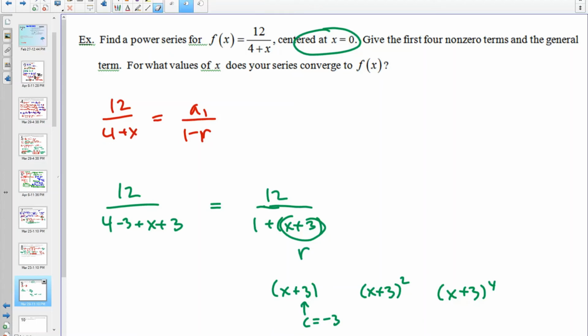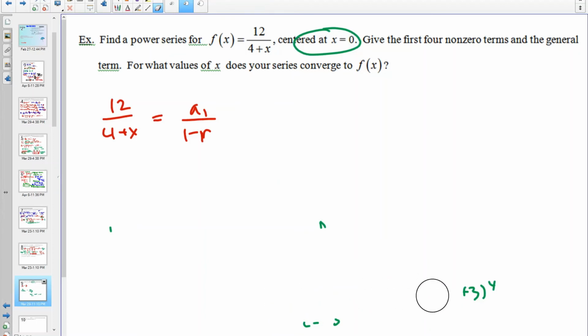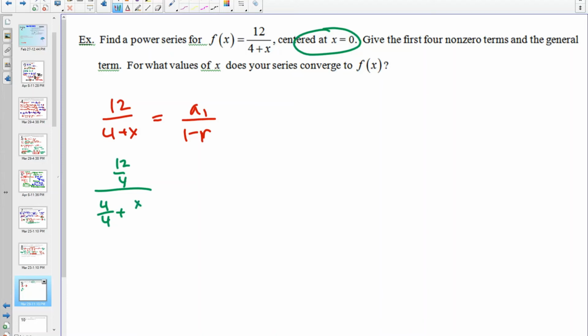So the way to do this is not to subtract 3, but to divide by 4. If I take this 12 and divide it by 4, and every term I divide by 4, I'll still keep the center here at 0. So this will be 3 over 1 plus x over 4. And how can I make this look even more like a1 over 1 minus r? This must be a negative sign, so this will be 3 over 1 minus negative x over 4.